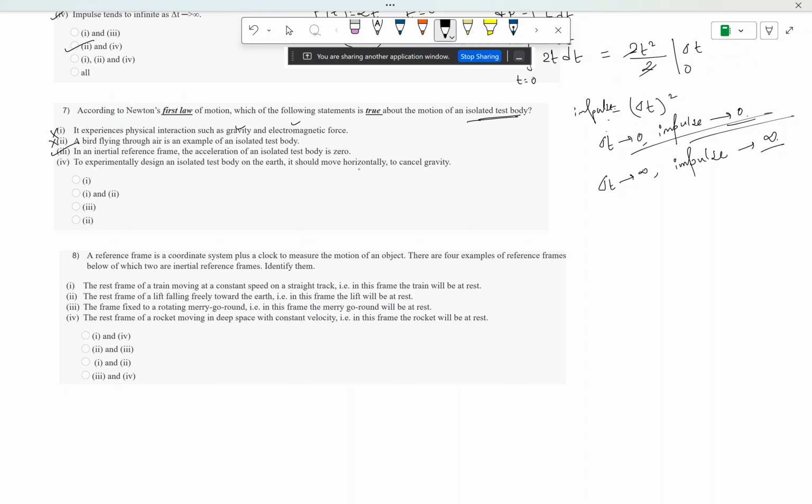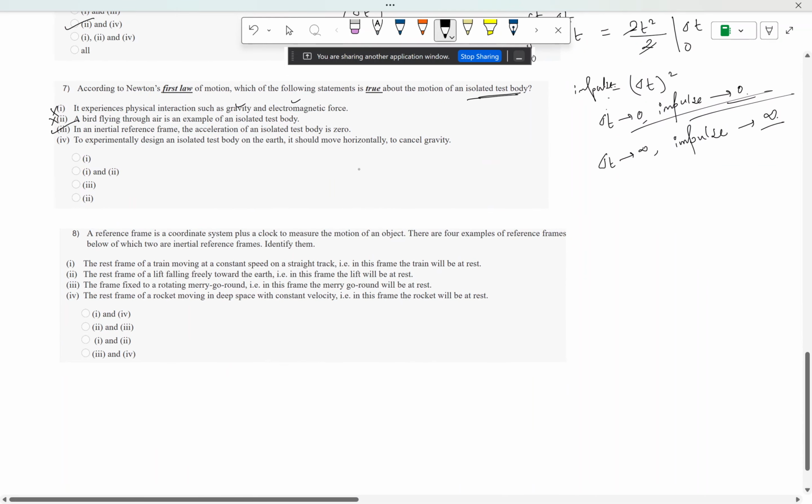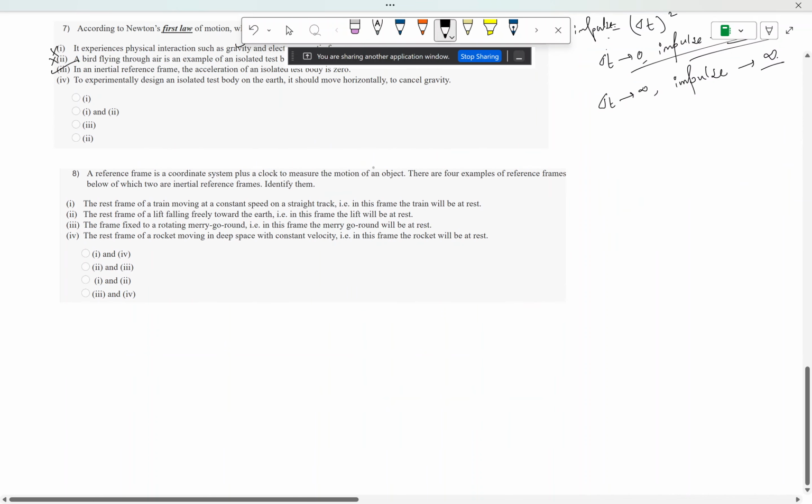That means the frame of reference with respect to which you are observing the motion of the isolated test body has to be an inertial frame of reference. So your reference frame should not be moving with an acceleration or with a velocity changing with time. Either it should be a rest frame, or it should be moving at a constant uniform velocity, that means both the direction and the magnitude of the velocity should be constant in time. Then only you will say that this is an inertial frame.